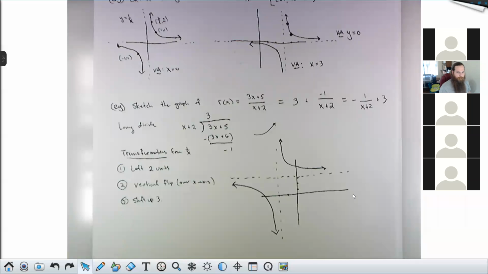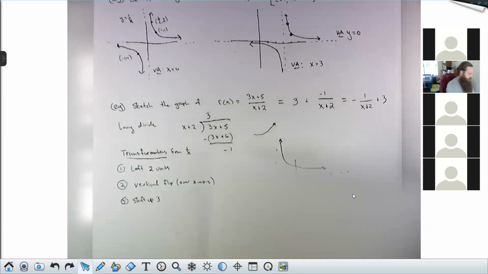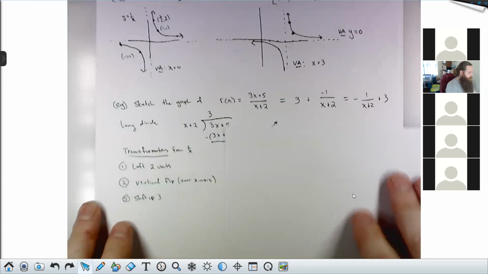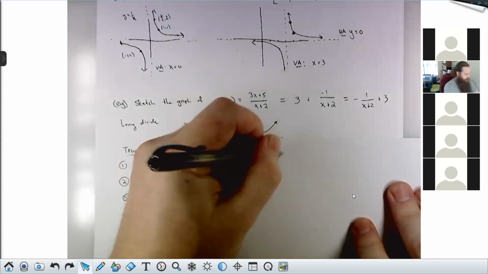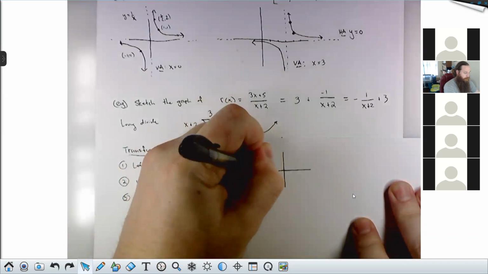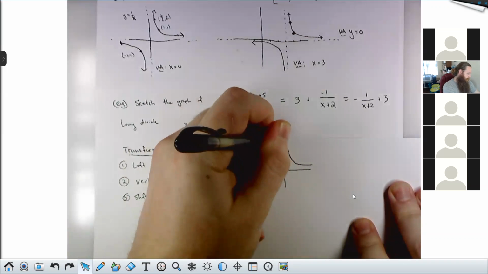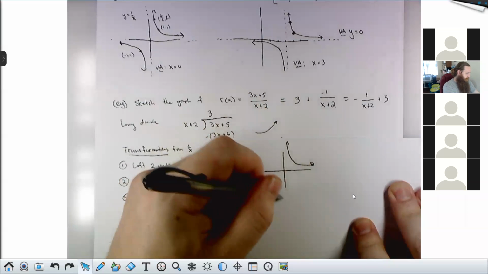Wouldn't it flip the other way because it's flipped? Oh no, did I forget to do the vertical flip? Oh, I did. I'm so sorry. Yes, you're 100% correct. Let's do a sequence of graphs here, so we'll start with 1 over x. That mistake I made, I was trying to do too much at once. I apologize. So here's 1 over x.